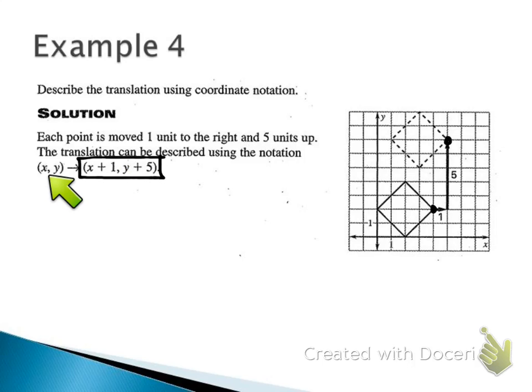Now, some teachers require you to write the whole thing. This is saying you start with your x, y. The translation is to add 1 to your x, add 5 to your y. This is the part that I am most concerned with. So if you have this, as far as I am concerned, you are good. So what we got right? What's in the box, example 4. Questions?